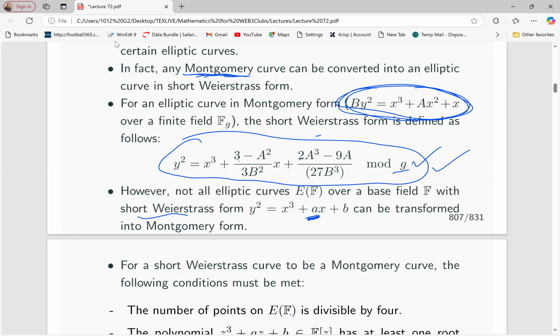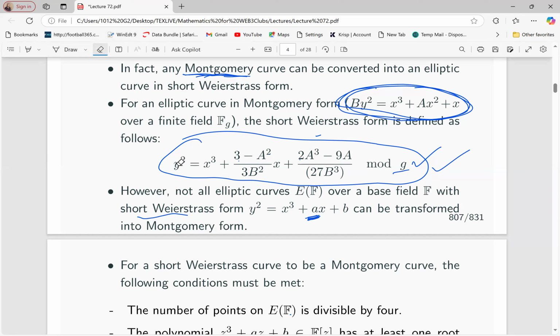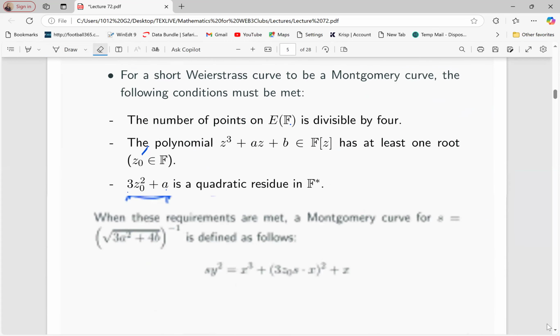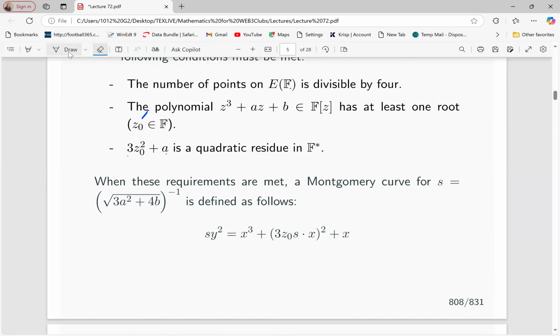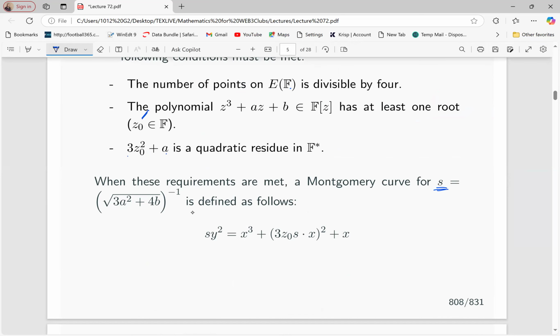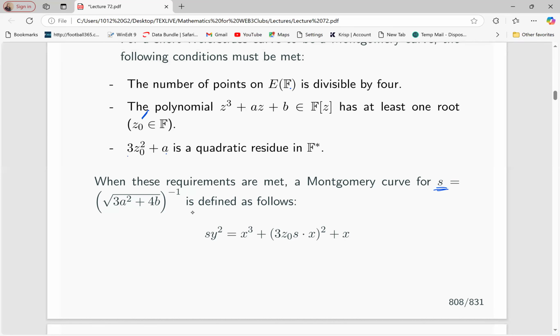But now, how do we convert the short Weierstrass to Montgomery? Assuming that the three conditions have been met, the formula is here. The first thing we do, we get S. And S is given by the square root of 3a squared plus b, then you get the inverse. First of all, get the square root.